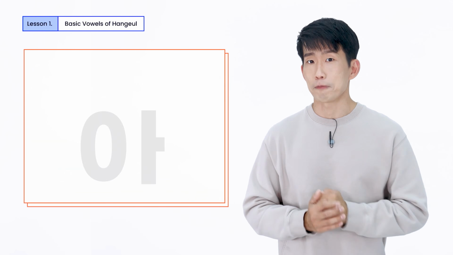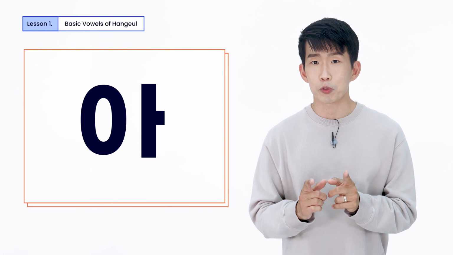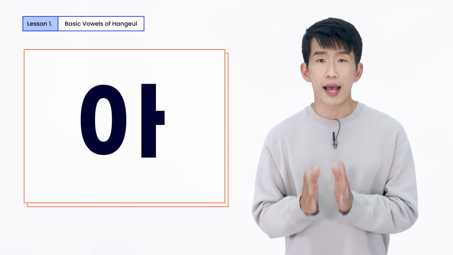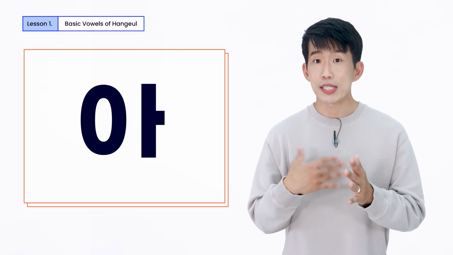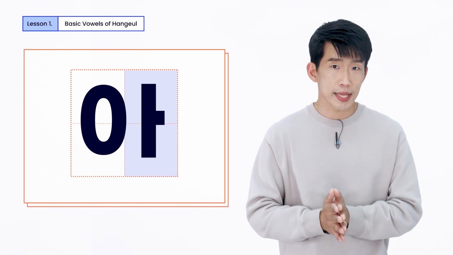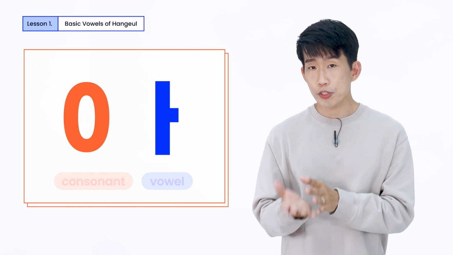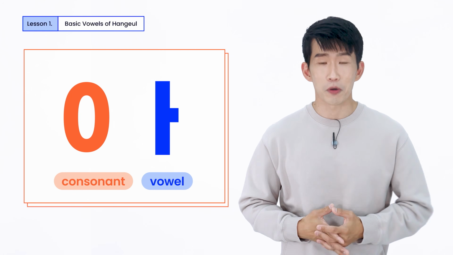Look at this letter here. It says ah. You don't have to be able to read it now. Just repeat after me. Ah. As you can see, it can be divided into the left-hand side and the right-hand side, and it forms a box. The left character is a consonant and the right character is a vowel.